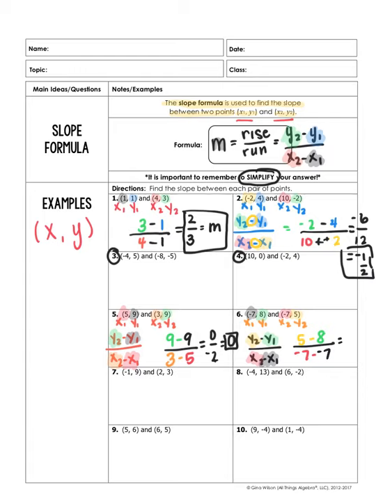So when I simplify, 5 minus 8 is negative 3. And this is like negative 7 plus 7 because of the minus negative, which is 0. So in your calculator, type negative 3 divided by 0. What do you get? You should get an error message. So the slope here is undefined. All right, I would like you to try number 9 on your own. Now I would like you to try number 10 on your own.